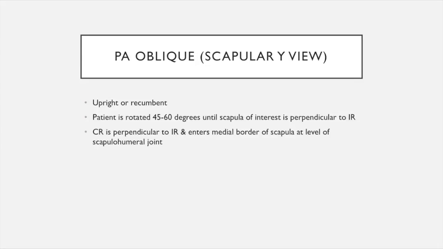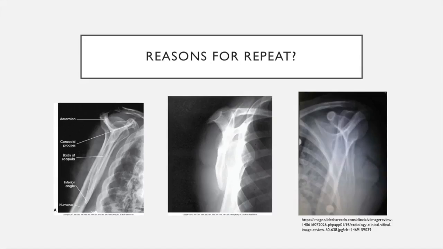The central ray is going to be perpendicular to the IR, and it's going to enter the medial border of the scapula right around the level of the scapulohumeral joint. For the scapular Y view, you want to take the exposure on suspended respiration, just to minimize motion and blurriness. But what would be some reasons for repeat?